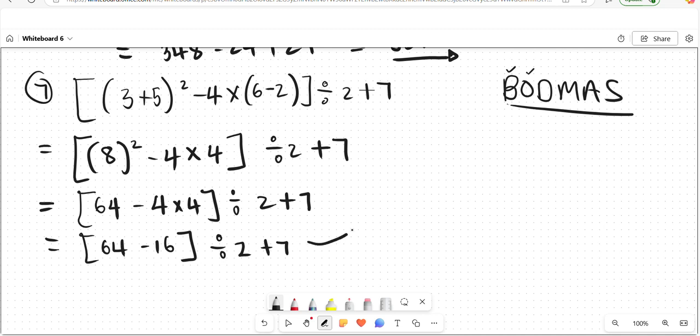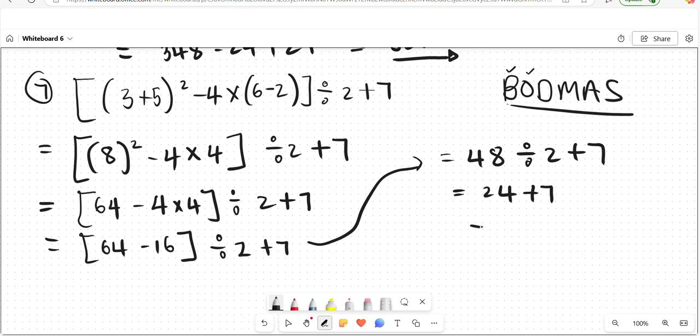Then at this point, I'm just going to write the answers this side. 64 minus 16, that will just give me a 48. So I have a 48 that is being divided by 2, that is being added plus 7. Then 48 divided by 2, we're doing division and multiplication, remember? That will just give me 24. And then if I add 7, I will just get 31 as my final answer.